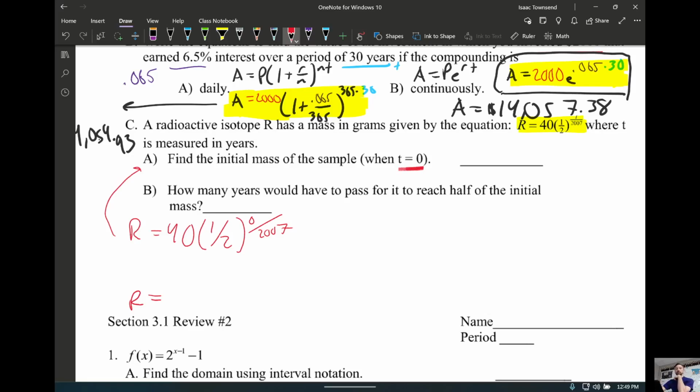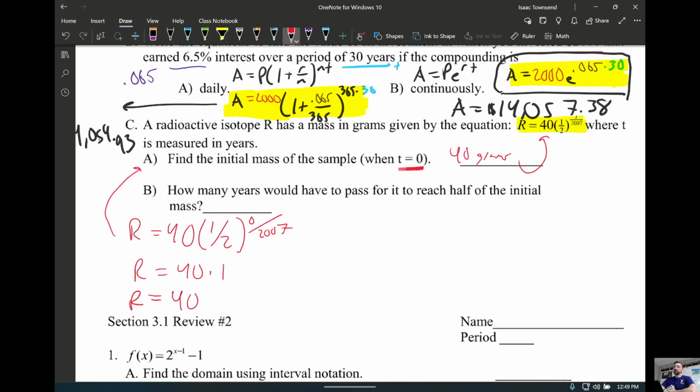What is 0 divided by 2007? Okay. What is 1/2 to the 0 power? 1, because anything to the 0 power is 1. So you're left with 40 times 1. 40 grams. Now, the answer was sitting right there, but again, you don't need to memorize where the answer is coming from. Just plug in 0 for T and solve.